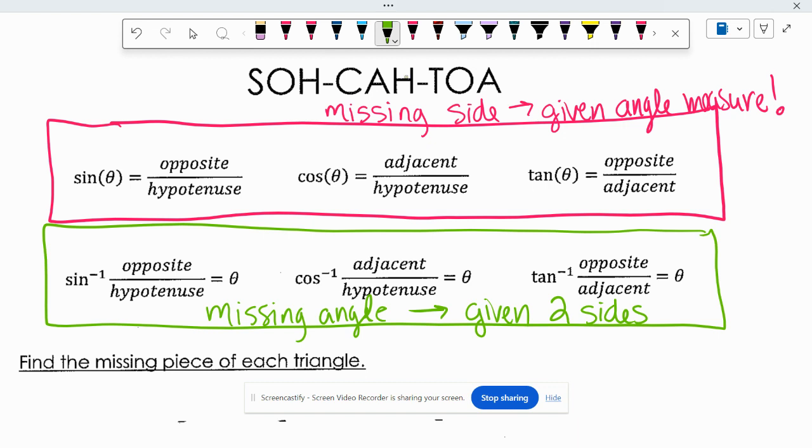Are we always given two sides? Sometimes you're given three sides, but you have to have at least two. Yes.